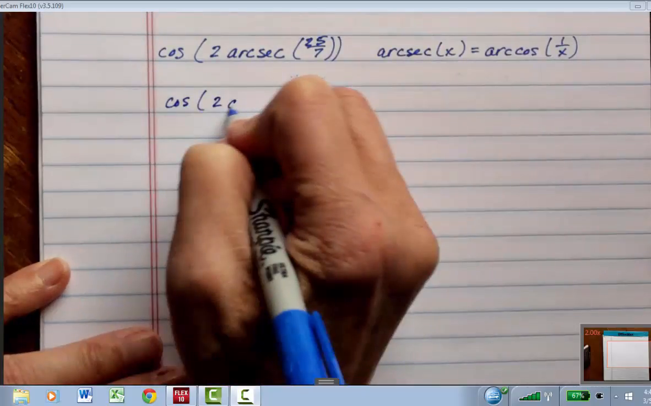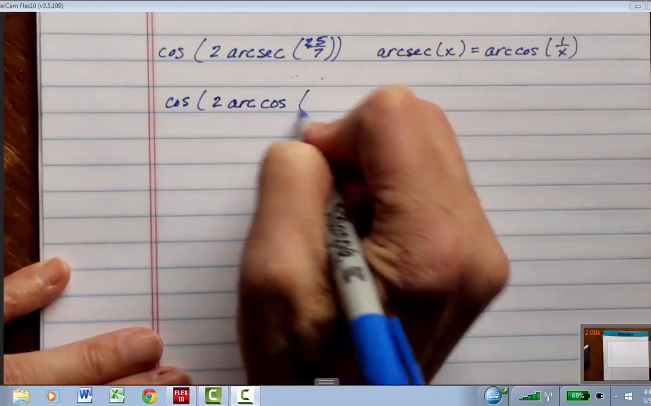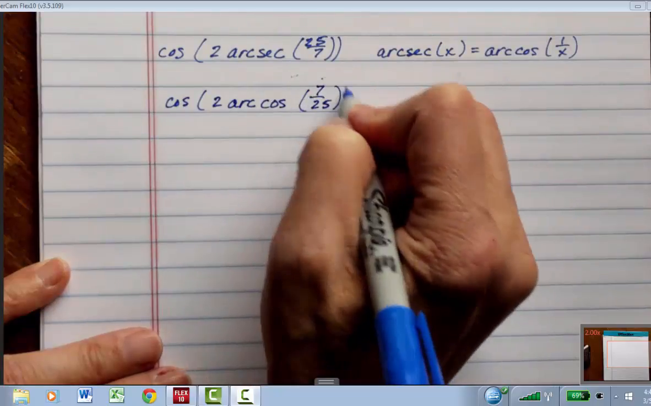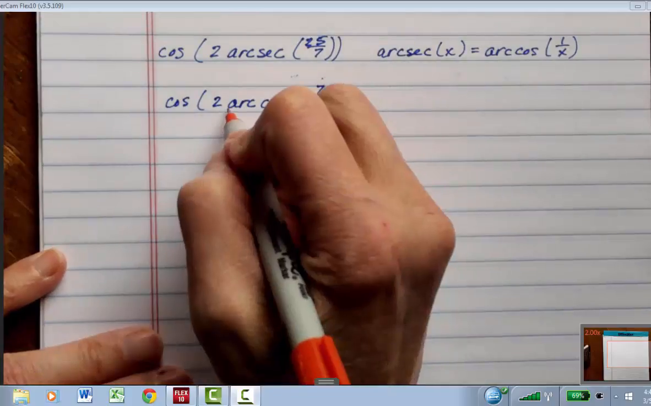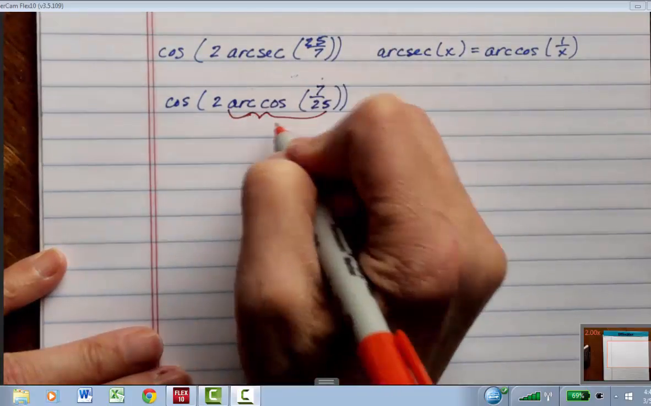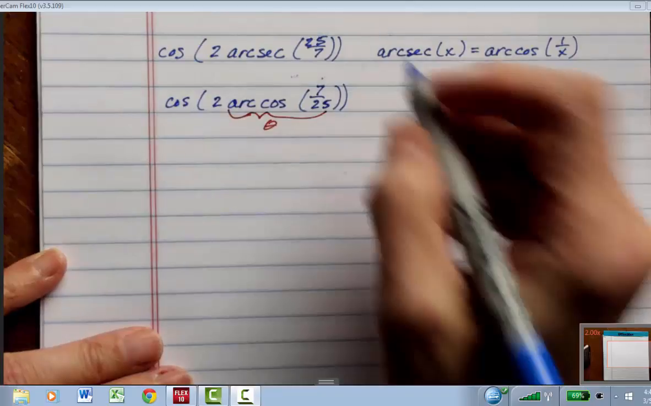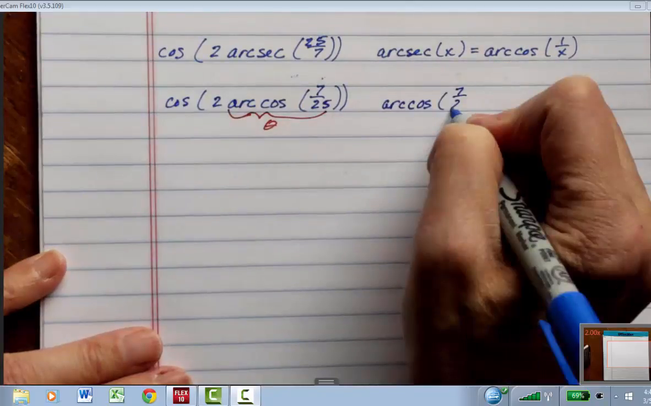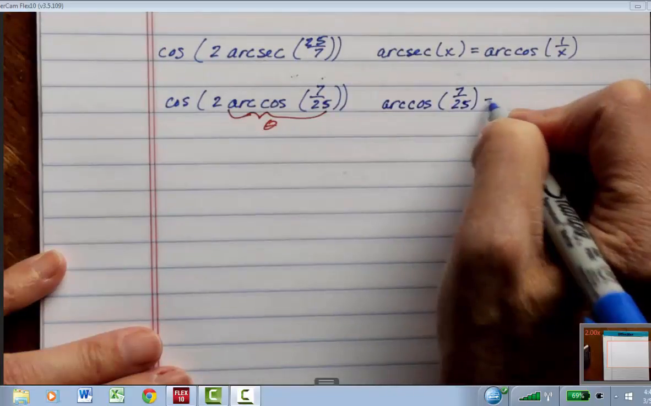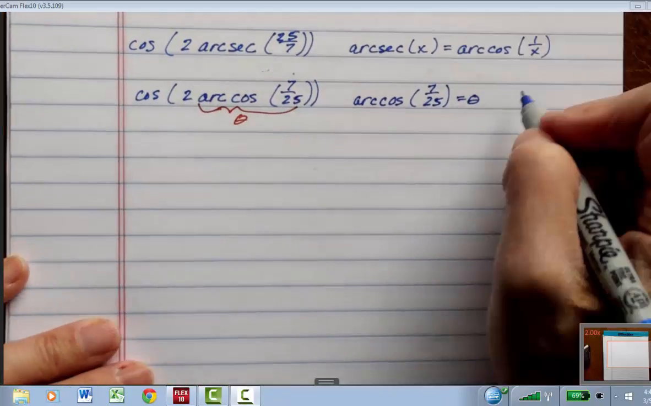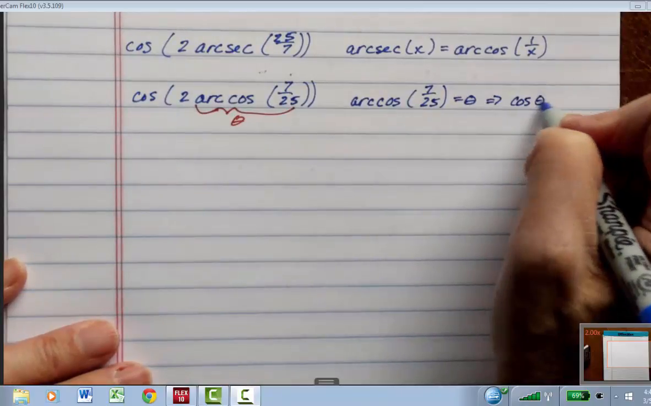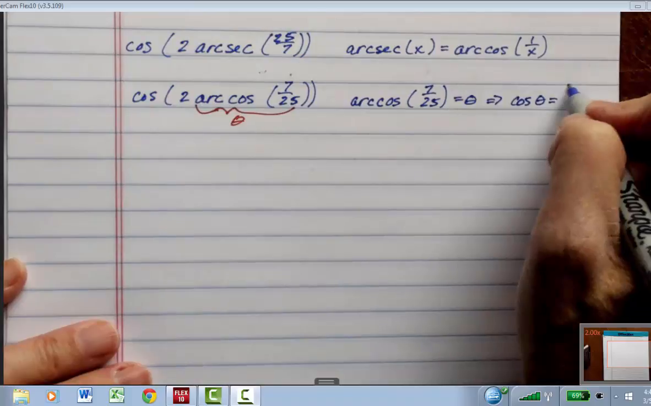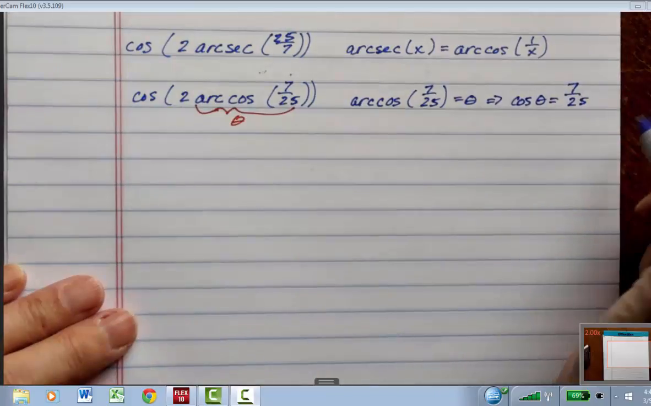Then I'm going to set this inverse expression equal to theta, and I end up with the arccosine of 7/25 equals theta, or rewriting that gives me the cosine of theta equals 7/25. Then looking back at the expression, I have the cosine of 2, and I'm going to replace this with theta. So I have the cosine of 2 theta.